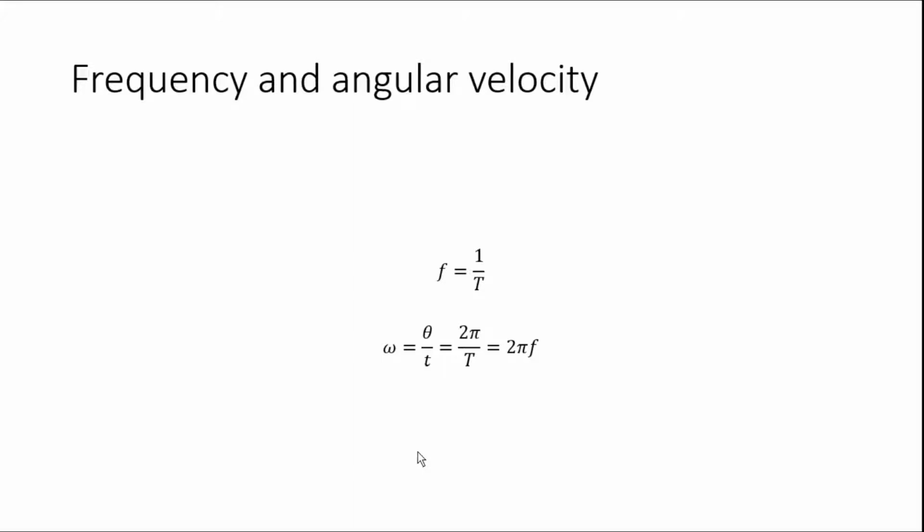Now, angular frequency and frequency are related through this equation you see on the screen. Remember, frequency is the reciprocal of your time period, and angular frequency, which we give the letter omega, is theta divided by t, or an angle that you've moved through divided by the time it's taken you to move through that angle. If we consider one full rotation, one complete oscillation of 2 pi radians, then the time that it's taken to move through that angle will be the time period, capital T. That gives us the equation omega equals 2 pi f.